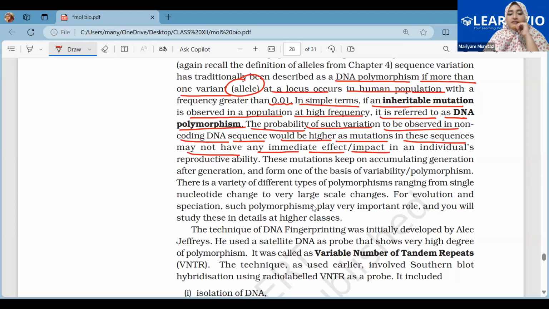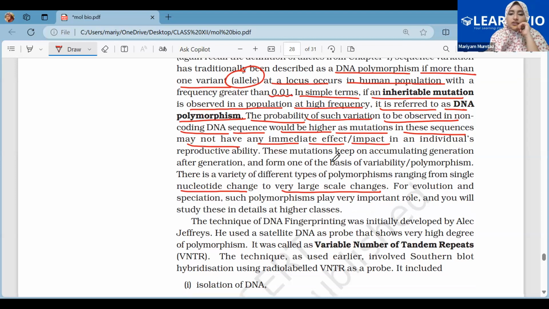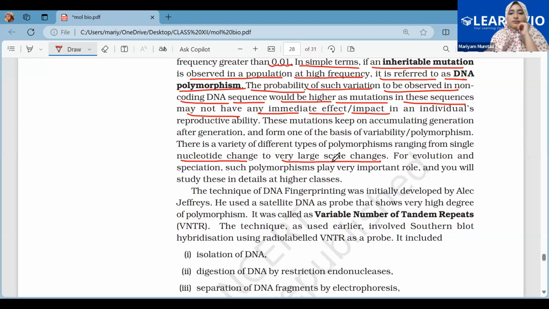and they form one of the bases of variability or polymorphism. There is a variety of different types of polymorphism, ranging from single nucleotide change to very large scale changes, because you have studied mutation. So now you know the various kinds of mutation, right? Point mutation is there, then frame shift mutation is there. All of these mutations you can count among the different types of polymorphism. Now, for evolution and speciation, such polymorphisms play a very important role, and you will study these in higher classes.